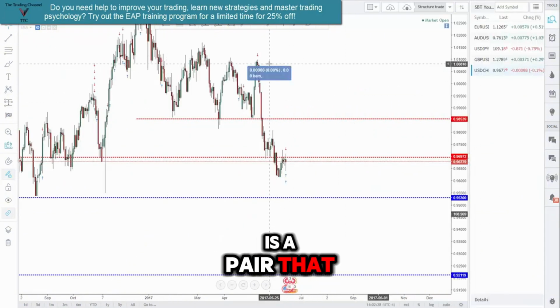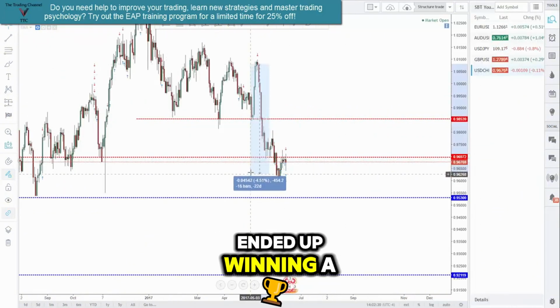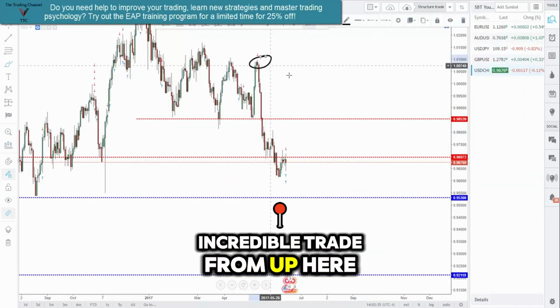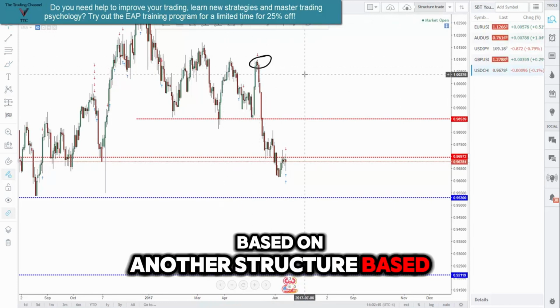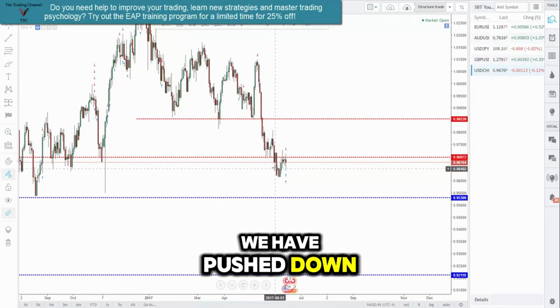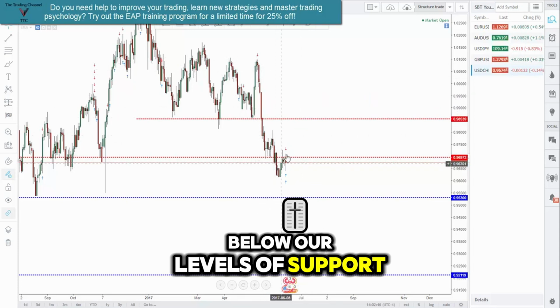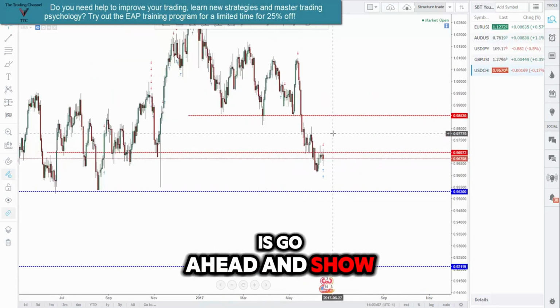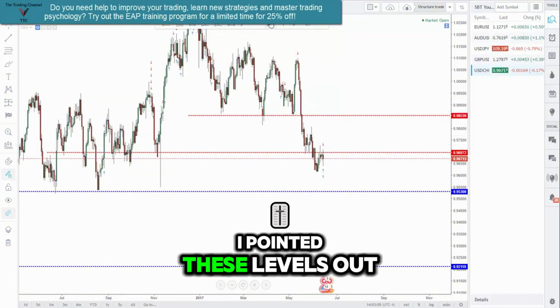Now, the dollar Swiss is a pair that we recently had a trade on that ended up winning a little over 400 pips. So that was an incredible trade from up here at this level based on another structure-based trading video. But now we have pushed down below our levels of support and turning them into resistance. As you can see, they've been turned red now. And what I'll do is go ahead and show you guys exactly why and how I pointed these levels out.